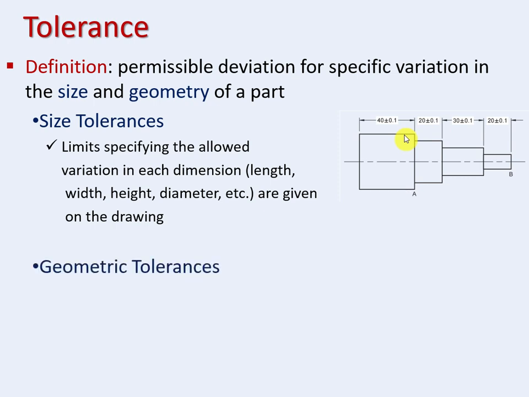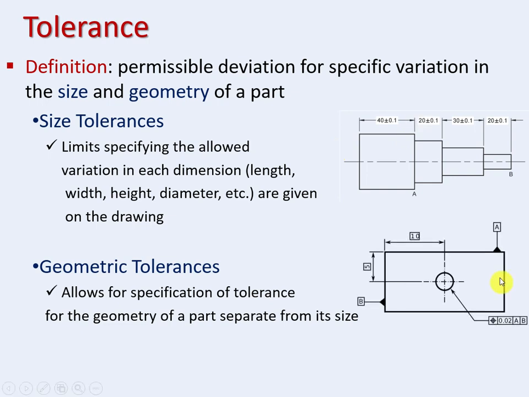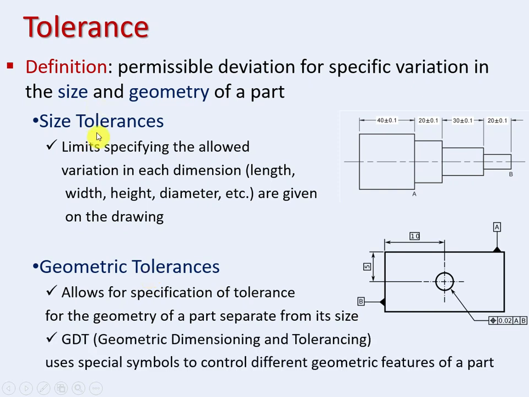And the second type, guys, geometrical tolerances, allows for specific tolerance for the geometry of a part separate from its size. As an example, see, this is a symbol for geometric tolerances, guys. Inshallah, next class we'll talk about geometrical tolerances. Today we'll talk about size tolerances.